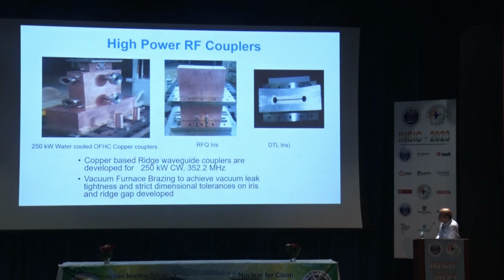The high power RF couplers, which basically couple the power coming from the waveguide transmission system to the cavities, have been developed with the local industry, designed in BARC. Again, here challenges were successful vacuum brazing, because these structures again have to handle ultra high vacuum, as well as very strict dimensional tolerances were required.